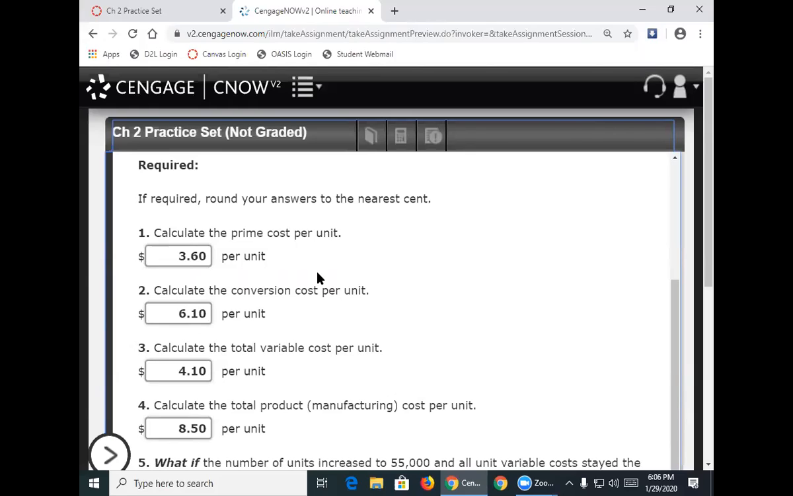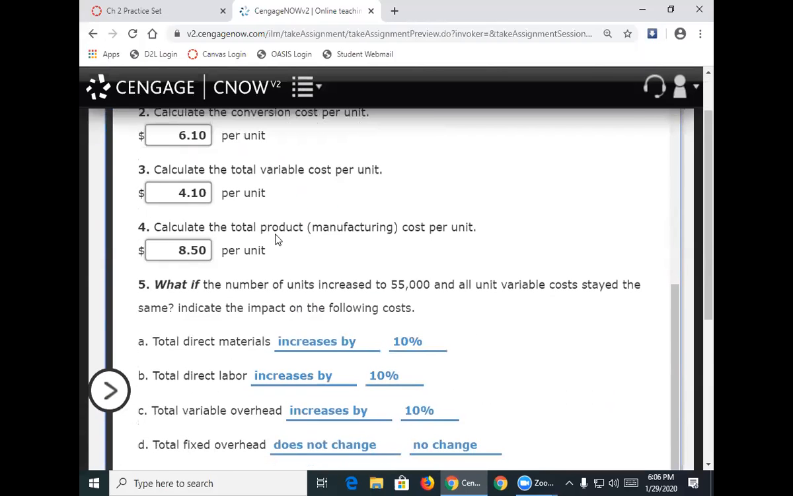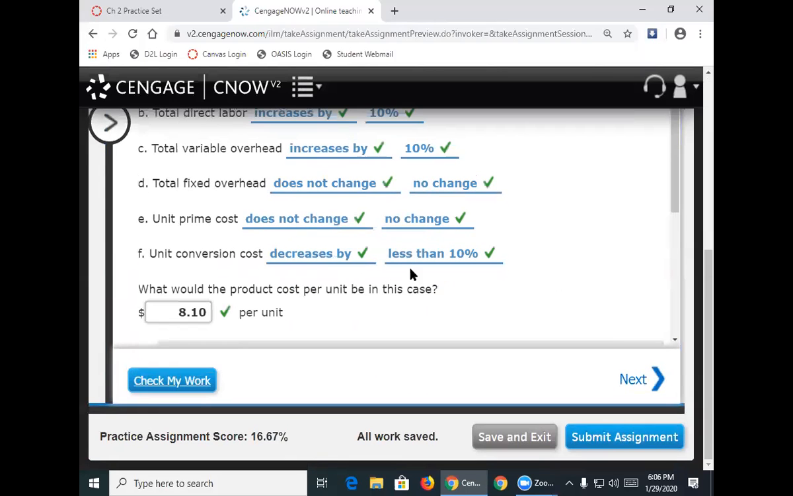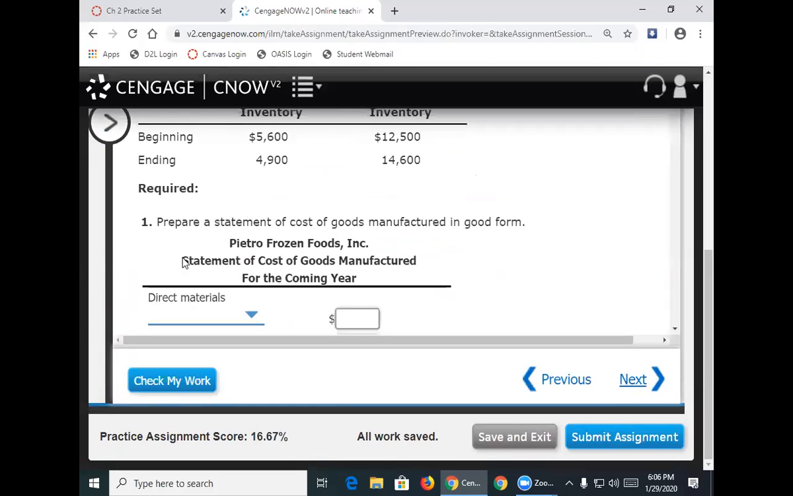Alrighty. So it's just, again, getting us acclimated or reacclimated to understanding fixed and variable plus, you know, prime, conversion, all of that. Okay.